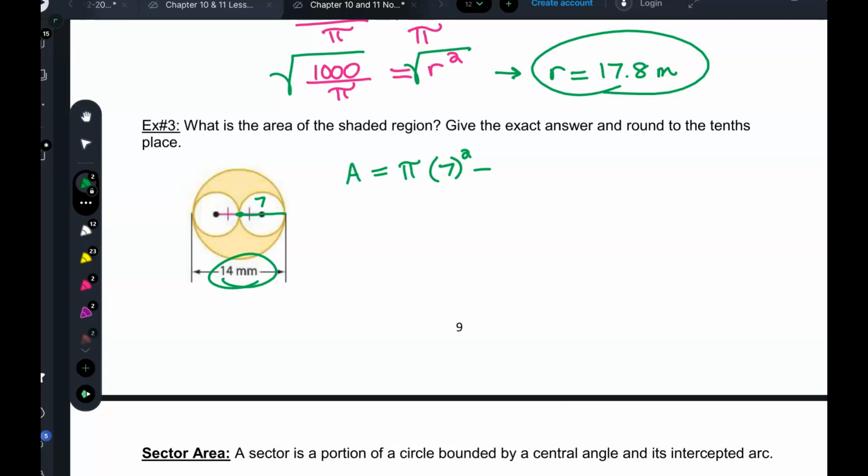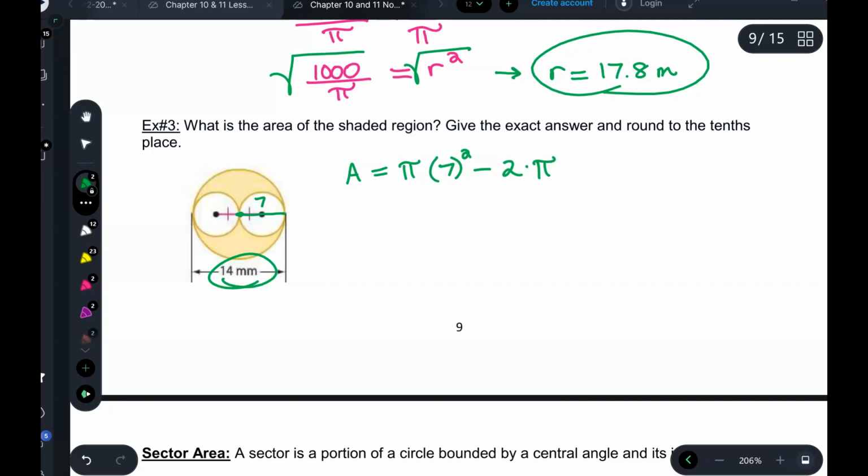Okay. Good. So we want to take the big circle, and now we have 2 smaller circles. Wait, minus? Okay, listen. To find the area that's shaded, I have to take the big circle and subtract what's not shaded, and that will give me what's left over. Does that make sense? So I'm doing the big circle minus the 2 smaller circles, and I'm left with the shaded.